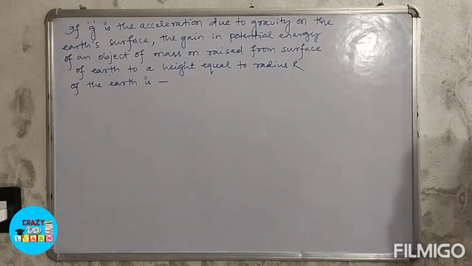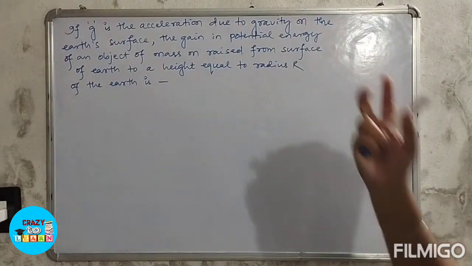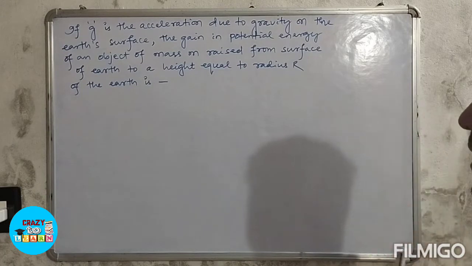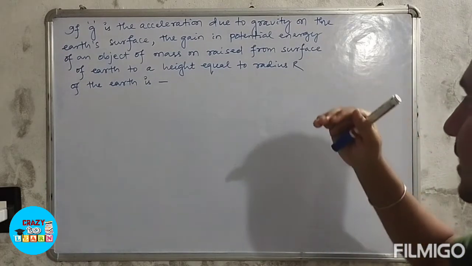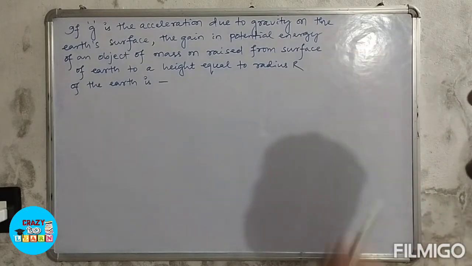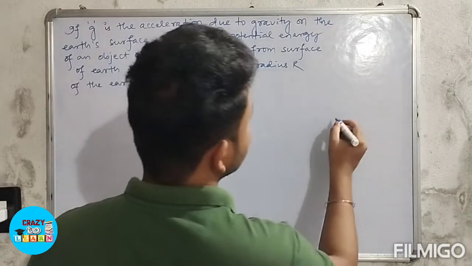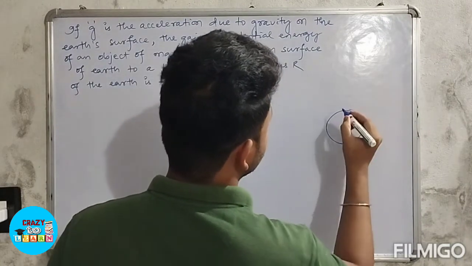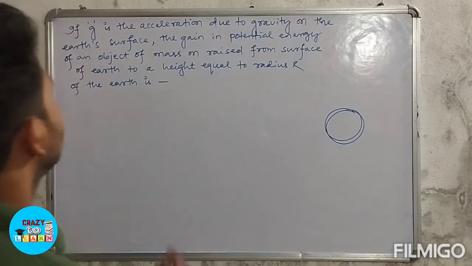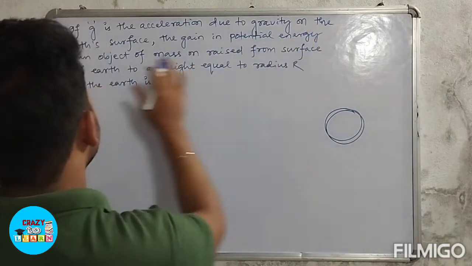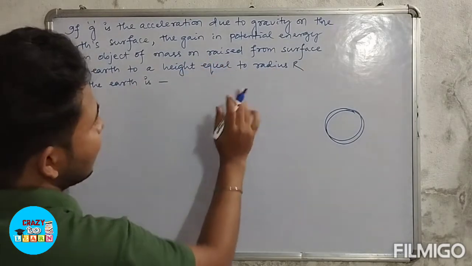Our next question is: if small g is the acceleration due to gravity on the earth's surface, what is the gain in potential energy of an object of mass small m raised from the surface of the earth to a height equal to the radius of the earth? Okay, just think of our earth.